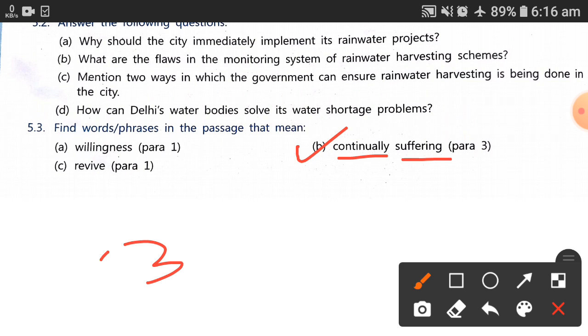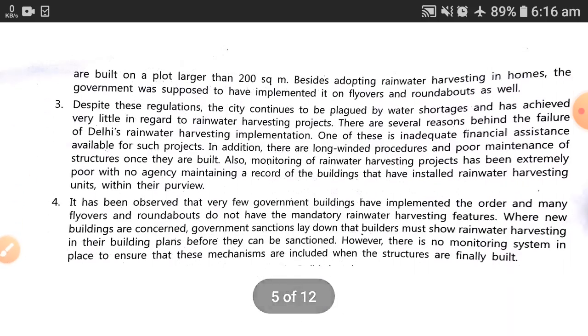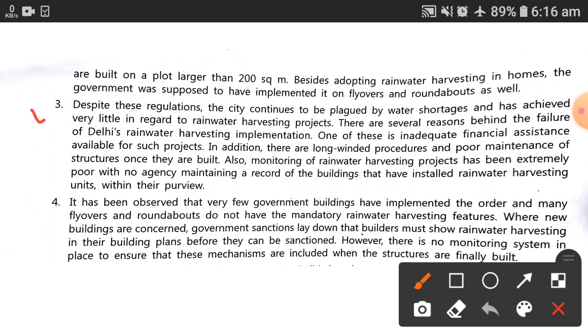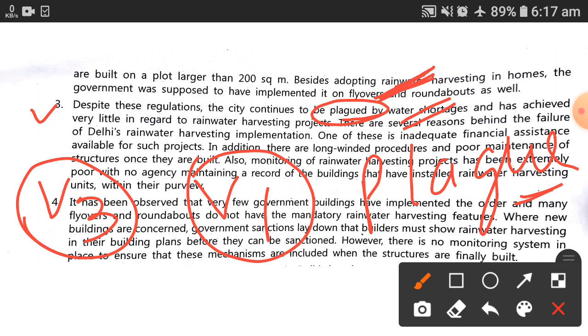continually suffering, from paragraph number three. Which word has the same meaning in paragraph number three? This is your paragraph number three, let's find out the word which has the same meaning as continually suffering. So continually suffering, continues to be plagued. So plagued, this word is in the third form, so you can use the first form of this word, plague. Okay, so this word has the same meaning as continually suffering.